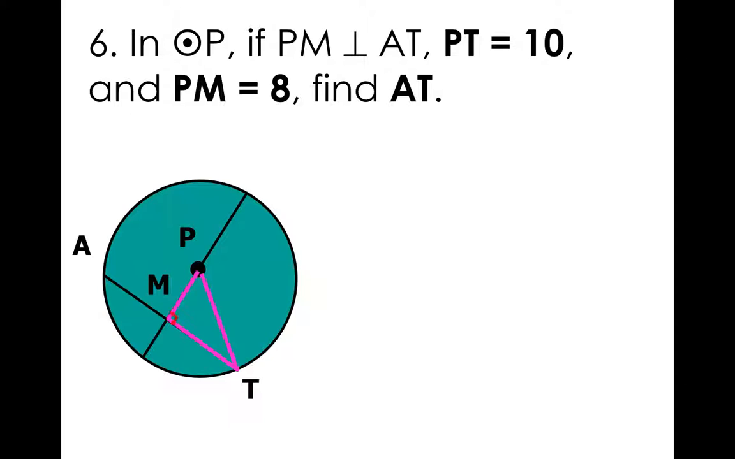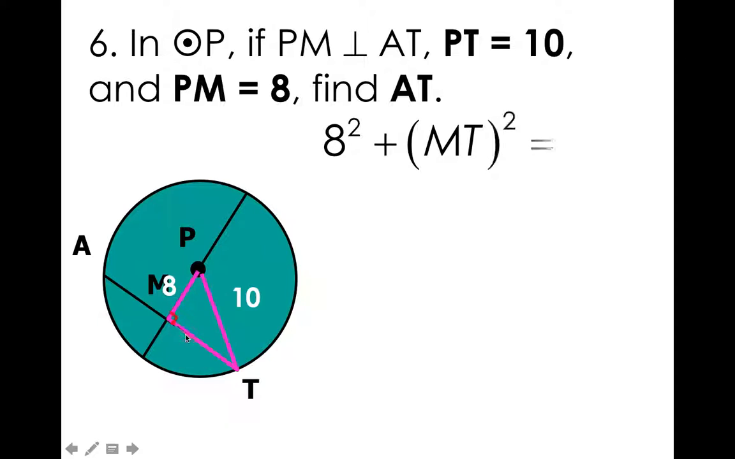But it also tells us that PT is equal to 10. So I can put 10 right there. And then it tells us that PM is equal to 8. So I can put an 8 right there. And let's think about it. Well, if this is a right triangle and I'm trying to find the leg, then I can use the Pythagorean theorem to set it up.